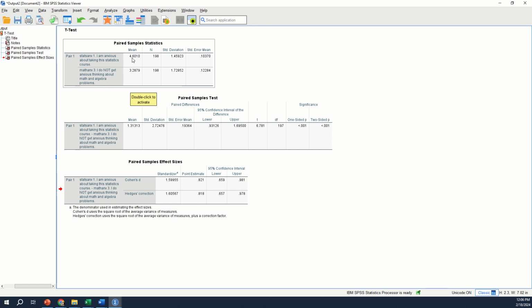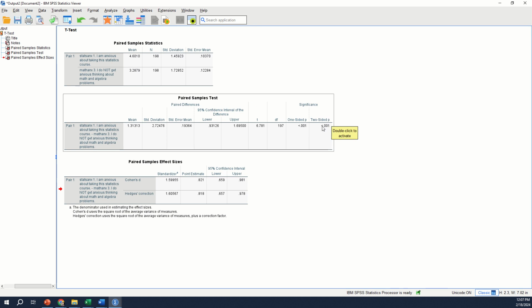We're using the sample to estimate what's going on in the population, so we'll always have error. And so we take that mean difference divided by the error, and that gives us our t-value here, which is 6.78. So SPSS calculated the inferential value, and then using the degrees of freedom and the t-value, SPSS finds the p-value, and we see here the p-value is less than 0.001.